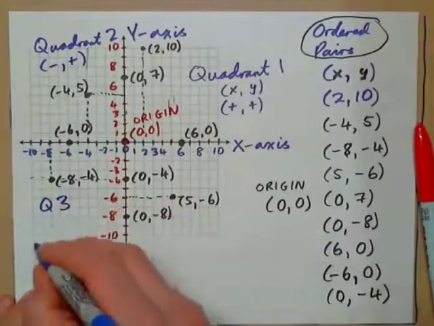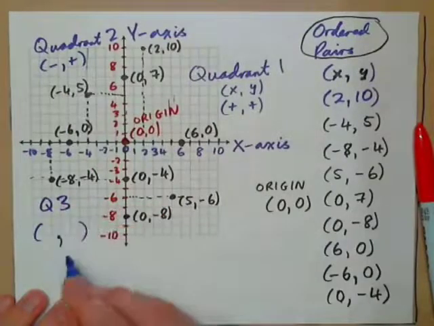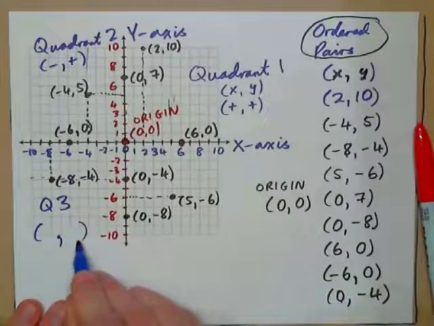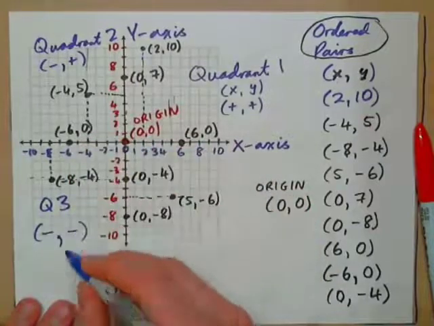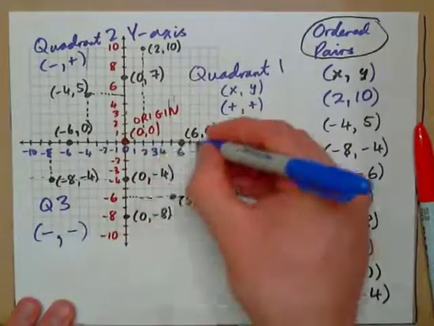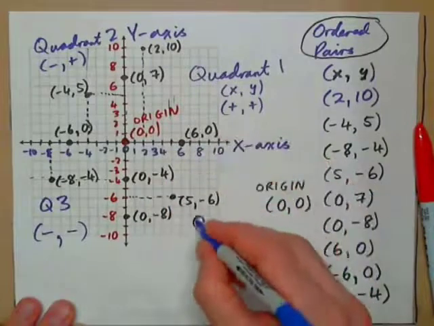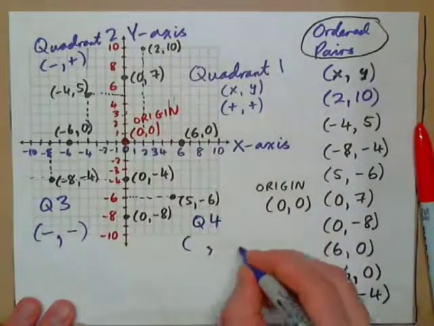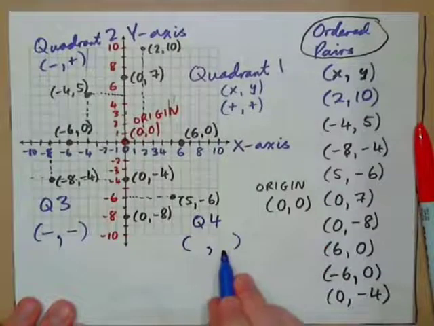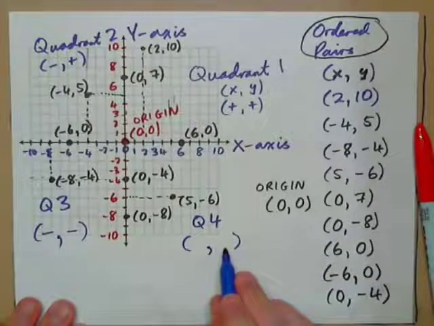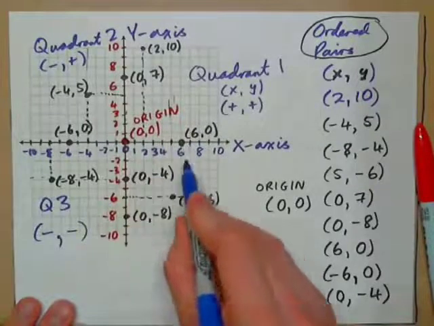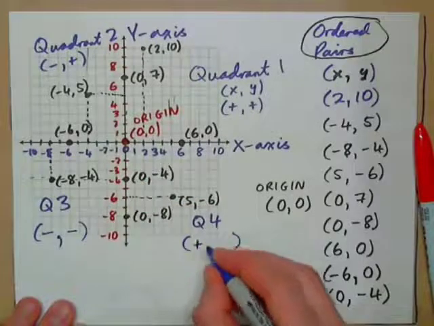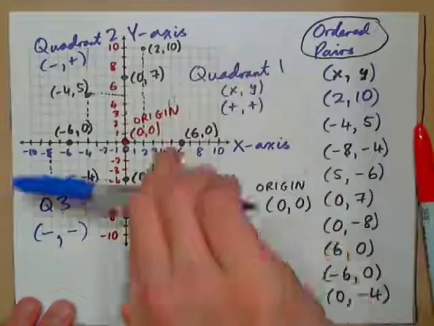Quadrant 3, are the x's positive or negative? And are the y's positive or negative? The x values are negative. The y values are negative, right? And here, this area here, this quarter, is called quadrant 4. Are the x values positive or negative? Are the y values positive or negative? The x values are positive, the y values are negative. So quadrant 1, 2, 3, 4.